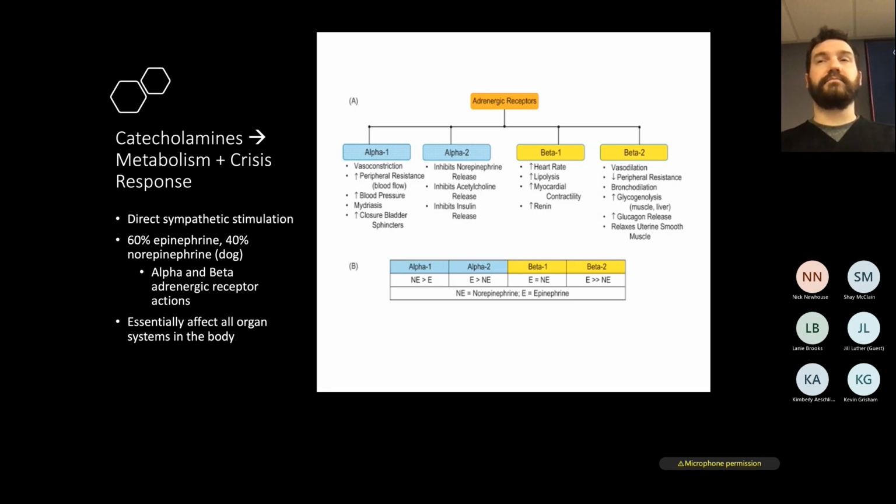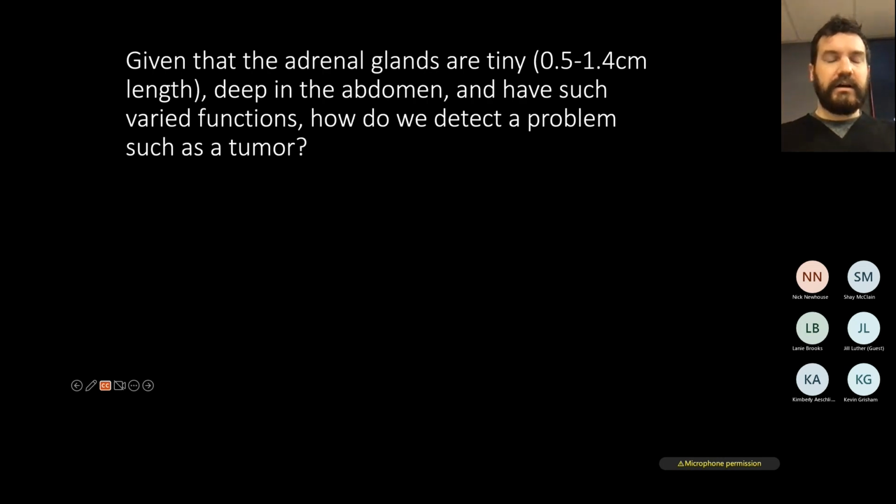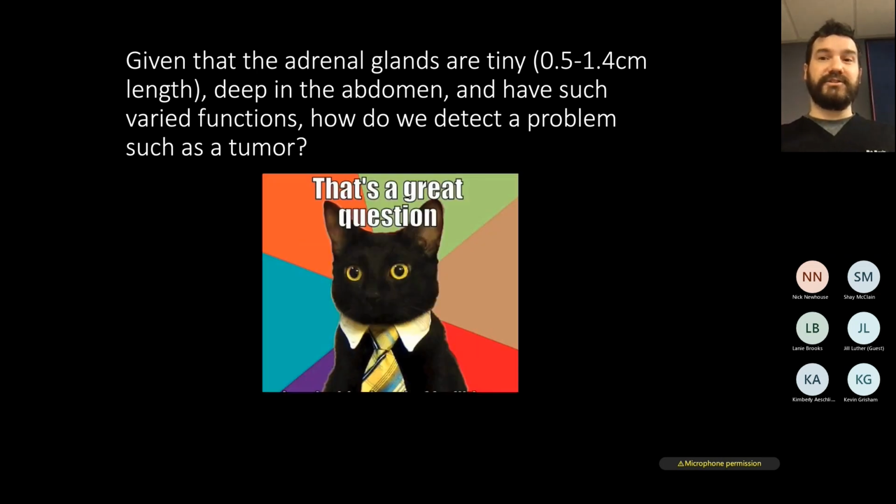I could get up here and basically give an entire seminar about that. Very interesting, but it essentially affects all organ systems across the body. Given that these are tiny paired glands, they're deep in the abdomen and they have a huge amount of function, how do we figure out if there's a tumor? So that's a great question.